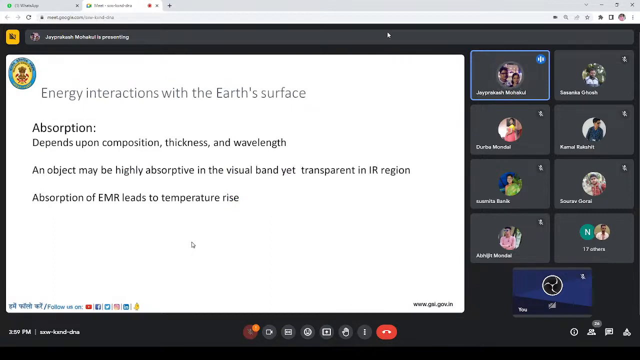So, as we discussed, absorption depends upon the composition, thickness, and wavelength. An object may be highly absorptive in the visual band, but completely transparent in infrared region. Absorption of electromagnetic radiation leads to rise in temperature of the material.